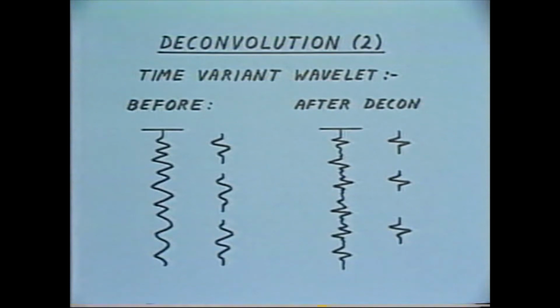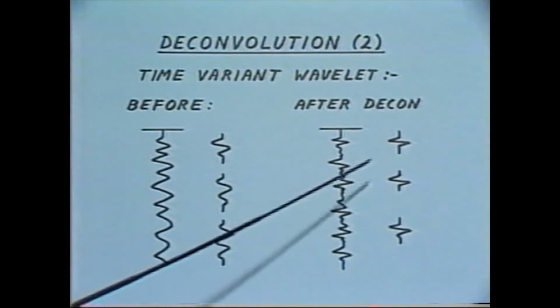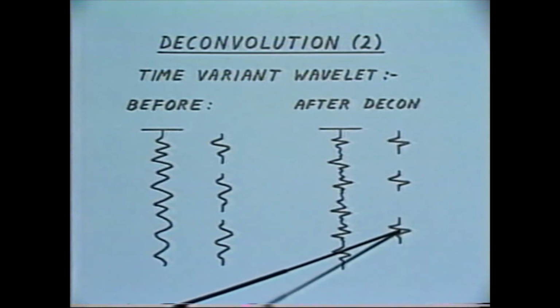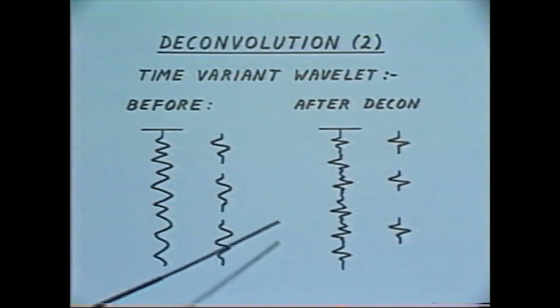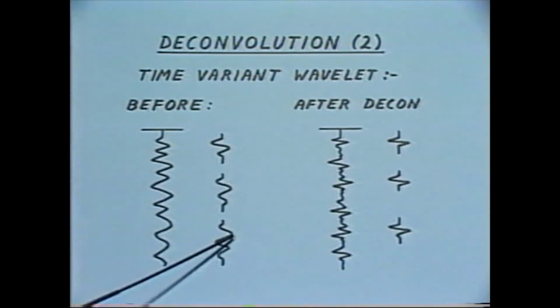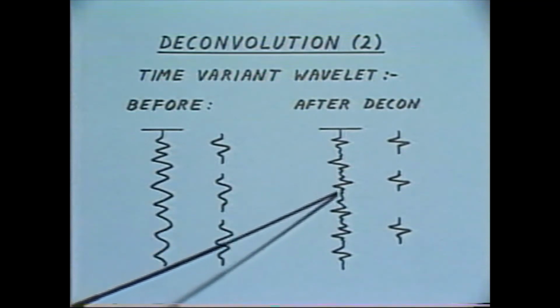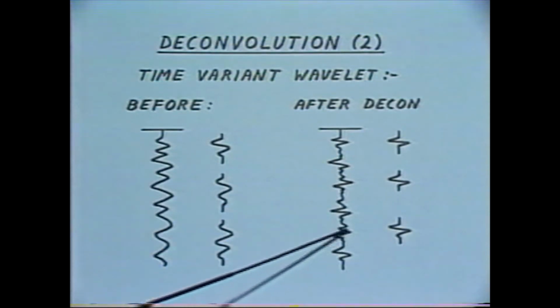In fact, it can never quite achieve that. There's usually some slight lengthening of the reflection pulse after deconvolution, but generally all the reflection wavelets should be much shorter after deconvolution than they were before, so that hopefully we would obtain a trace like this, where there are now certain reflection events which are fairly clearly distinguished on the trace.